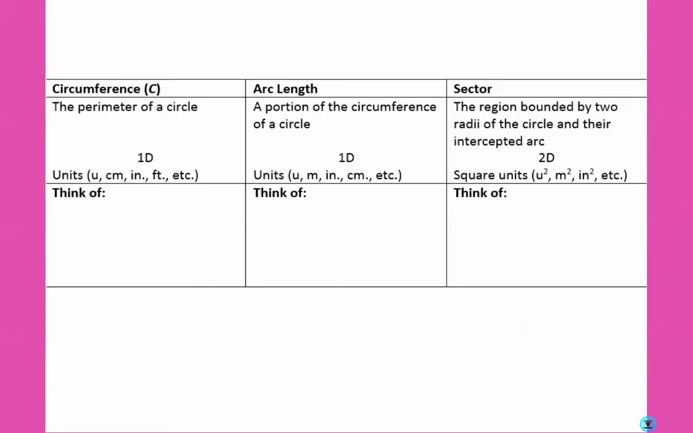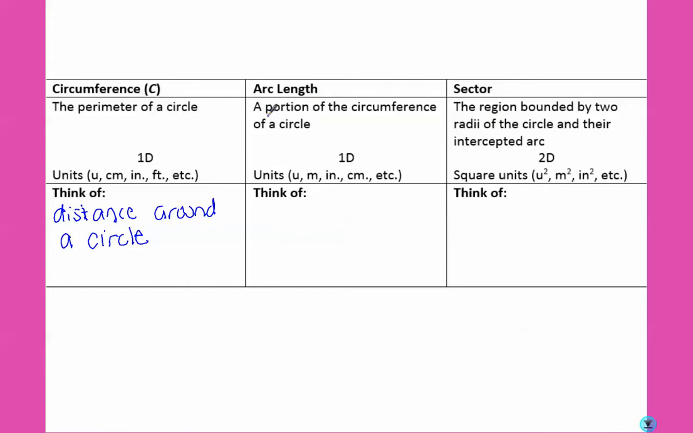Now let's look at some area and perimeter related to circles. So circumference, which is abbreviated with a capital C, is the perimeter of a circle. So this is the distance around a circle. And it's also a one-dimensional item, so we're going to use units, centimeters, inches, feet.